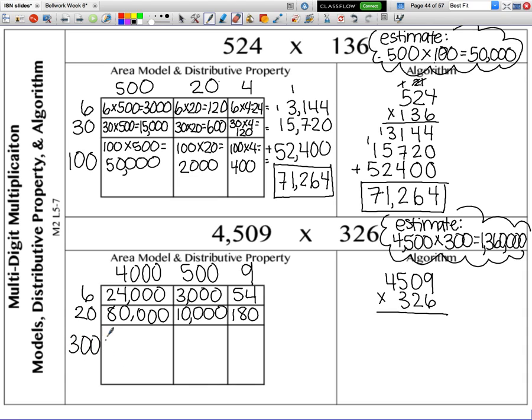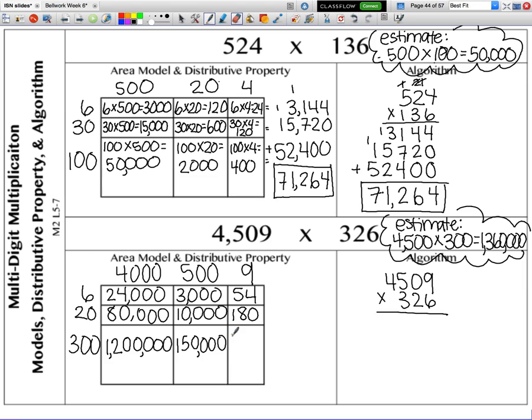All right, now we have 300 times 400. I know 3 times 4 is 12, and I have 1, 2, 3, 4, 5 zeros. So that is 1,200,000. And right here I have 300 times 500. 3 times 5 is 15, and then I have 1, 2, 3, 4 zeros. So 150,000.